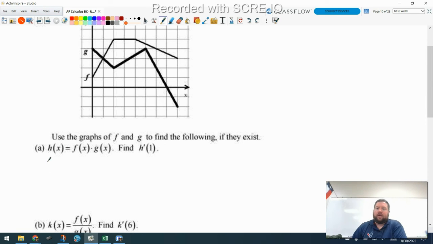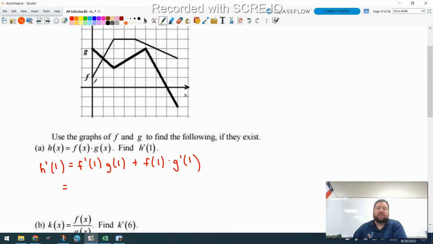Okay, so h prime of 1. So anytime we see an x, we're just going to plug in a 1. This is a product rule. So this is f prime of 1 times g of 1 plus f of 1 times g prime of 1. Okay, now we're going to use the graph to find all of these things.